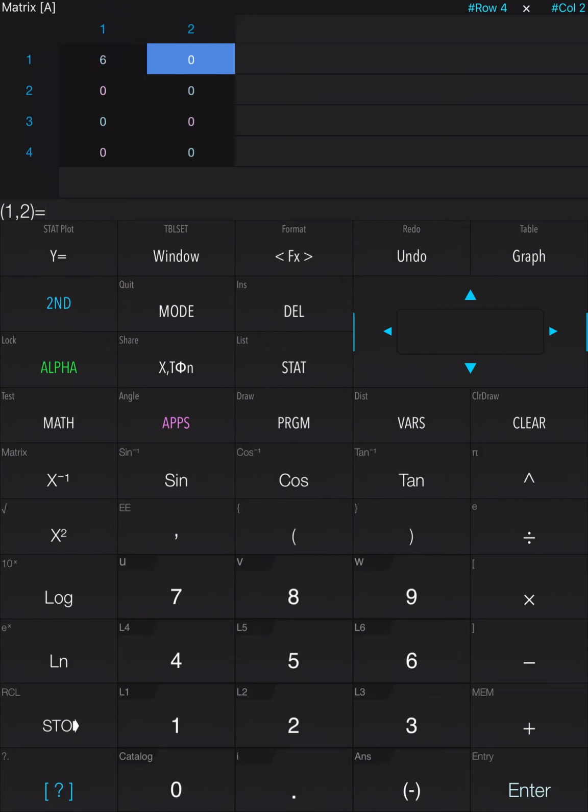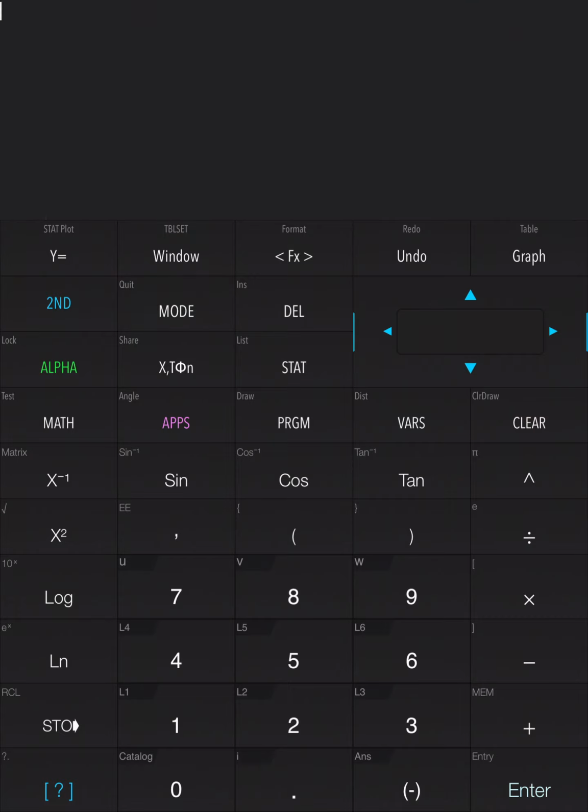So 6, 78, 9, 55, 15, 133, 6, and 58. So those are my observed values. And now once I have this in the table, I'm just going to press second quit so I can go back to the home screen.